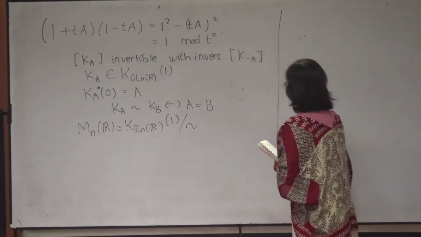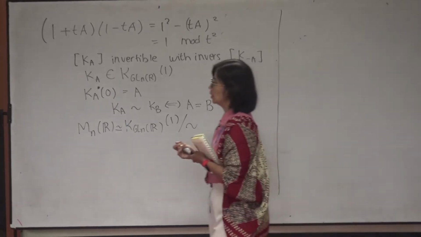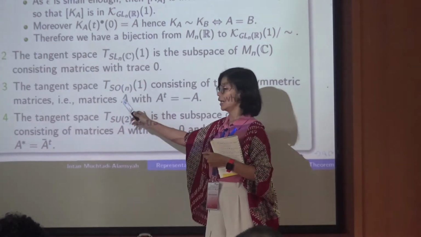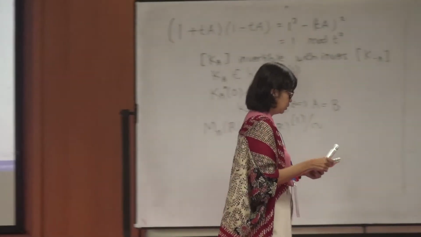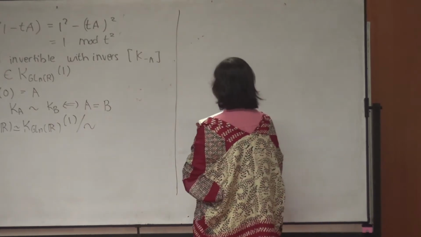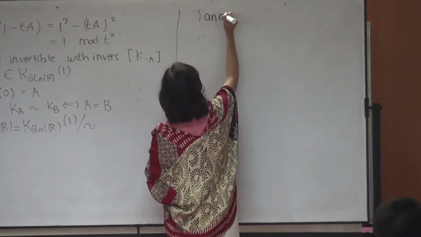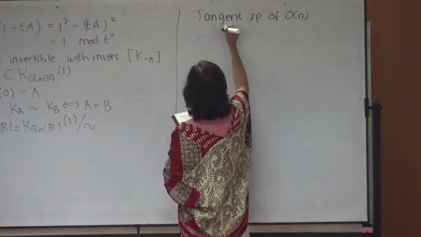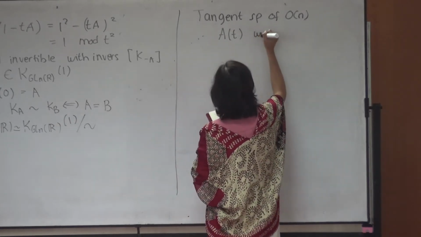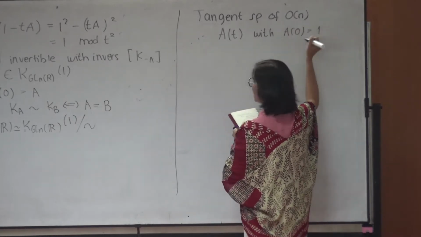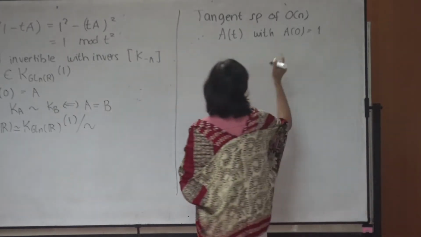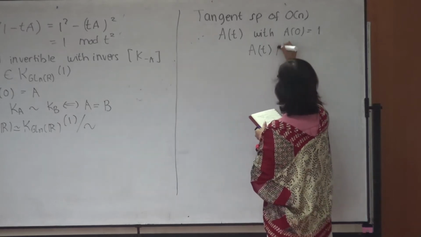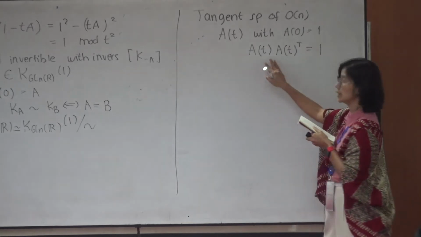The next example is actually what I will need later on for the SU2, but I will explain first for O_n, and then SO_n, and then SU_n. So for O_n, the tangent space of O_n: we consider this set of curves with A(0) equal to 1. What I mean by 1 here is the identity matrix, 1, 0, 0, 1. And they satisfy A(t) times A(t) transpose equal to 1. It means that A(t) is an orthogonal matrix.